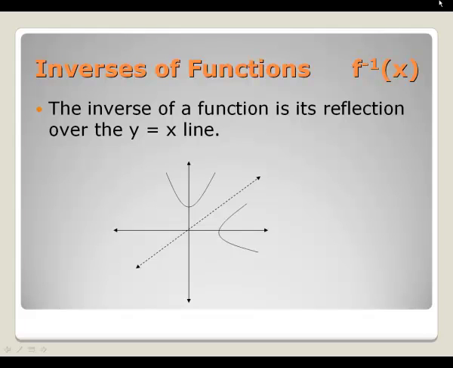The line y equals x is a line that goes through the origin leaning to the right, and if you look at the parabola sitting on the y-axis and the sideways parabola sitting on the x-axis, they would fold on top of each other. If we folded the picture along this dotted diagonal line, they would be inverses of each other.